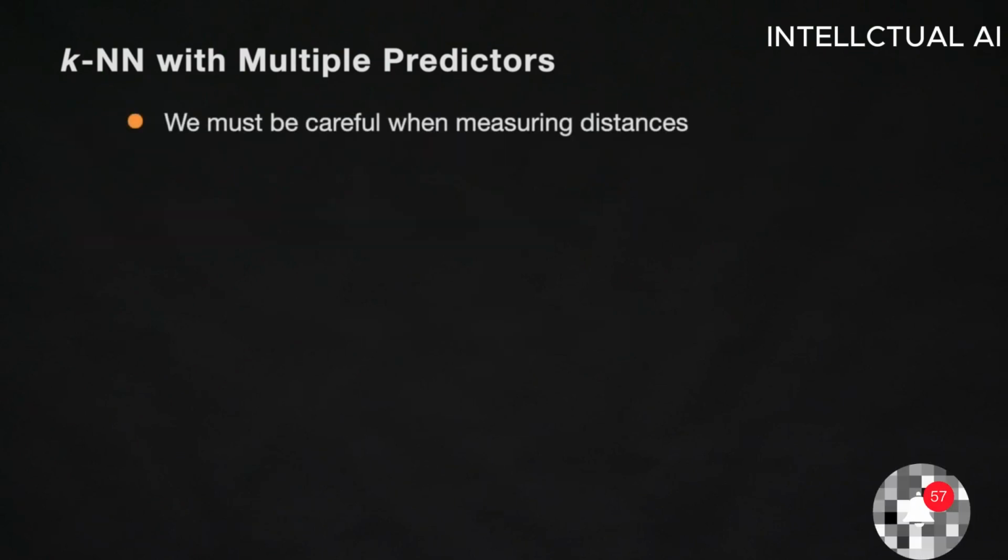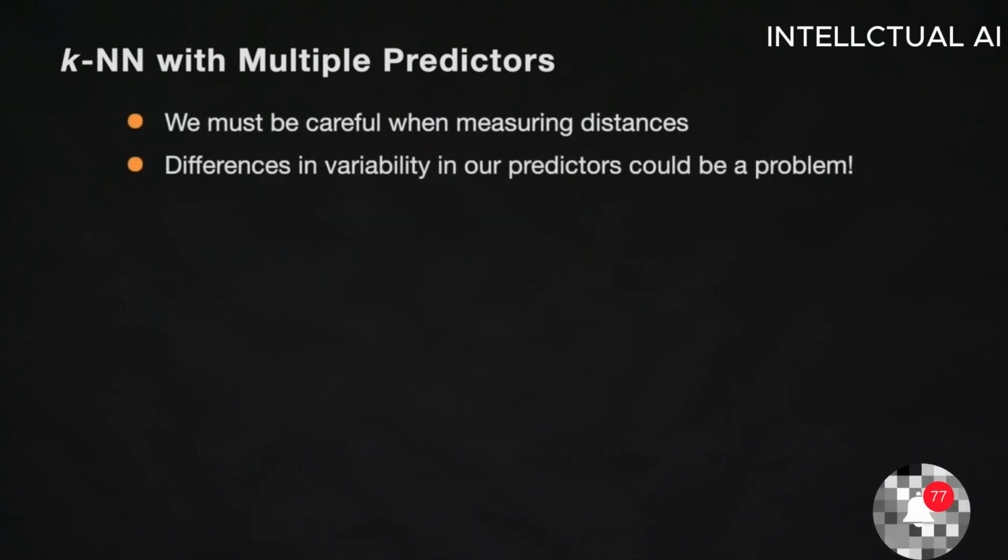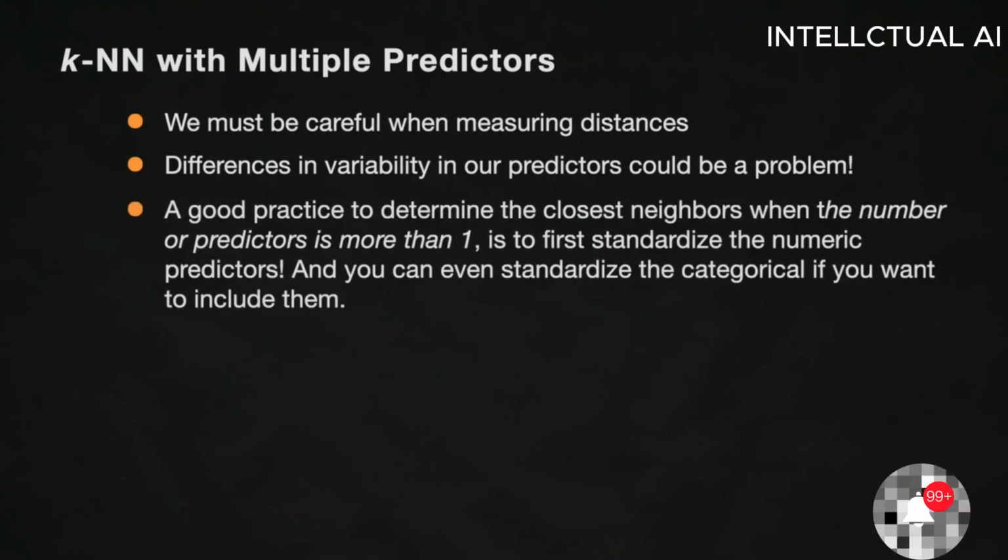But we must be careful when measuring distances. Differences in range in our predictors could be a problem. A good practice to determine the closest neighbors when the number of predictors is more than one is to first standardize the numerical predictors. And you can even standardize the categorical ones if you want to include them.